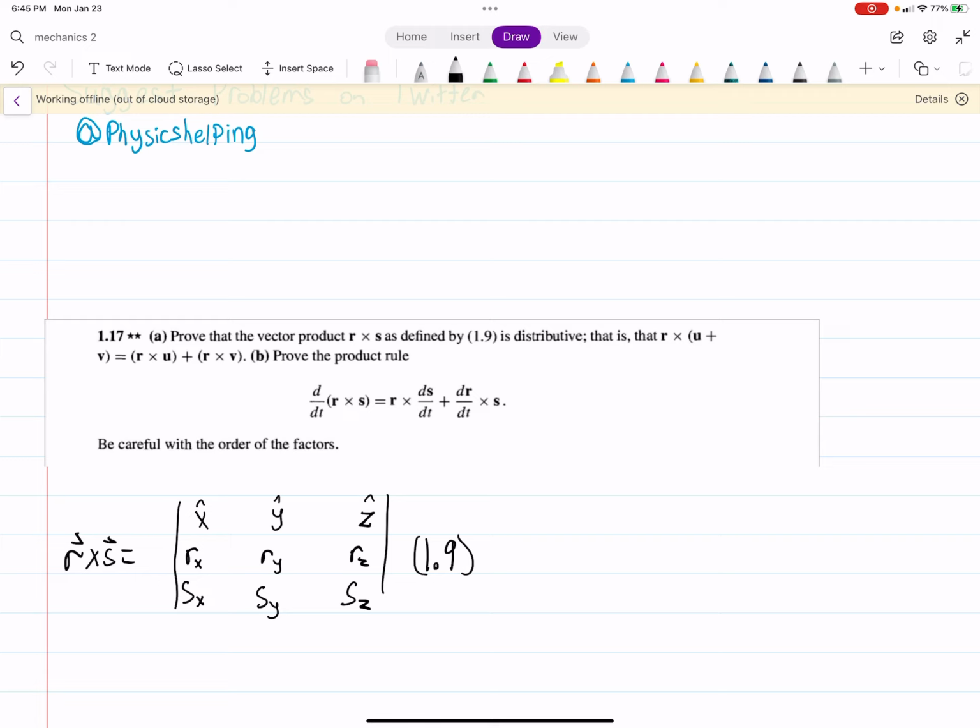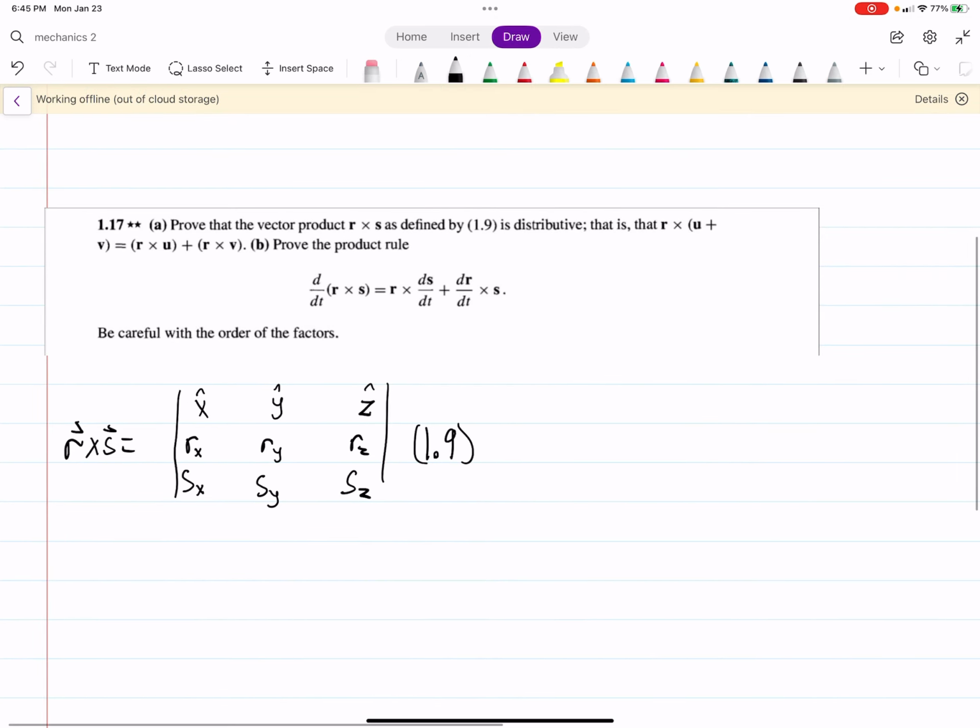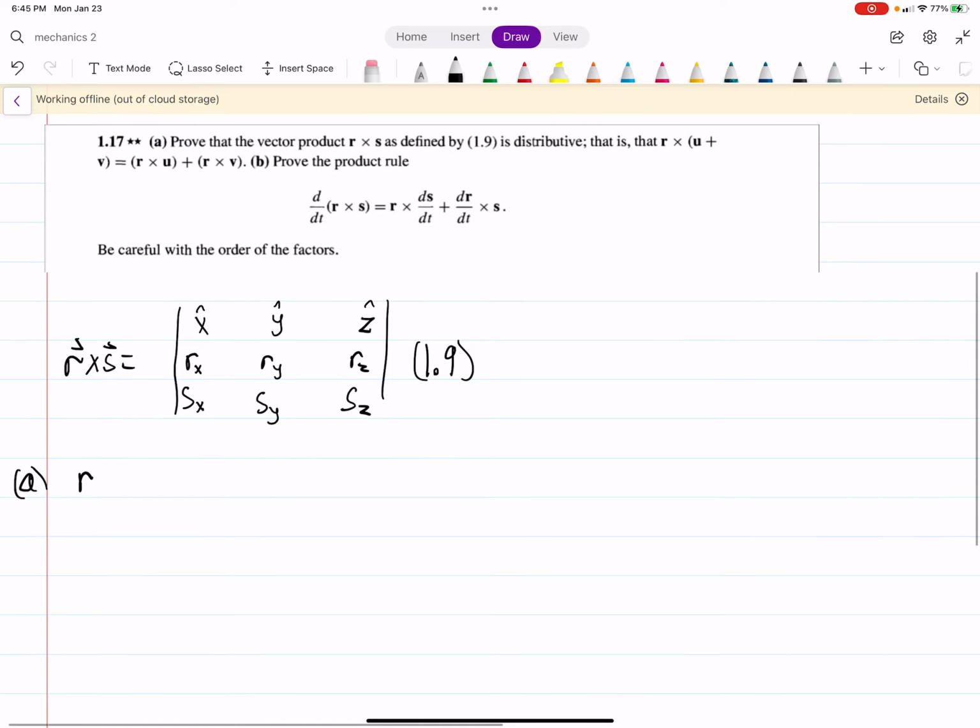We want to prove that the vector product is defined by 1.9, which I have here. That is R cross (U plus V) equals R cross U plus R cross V. So that's going to be the first thing we do. Okay, so if we do R cross (U plus V), we start with just getting the X component of it, right? So in that case, hopefully you're good with doing a determinant.